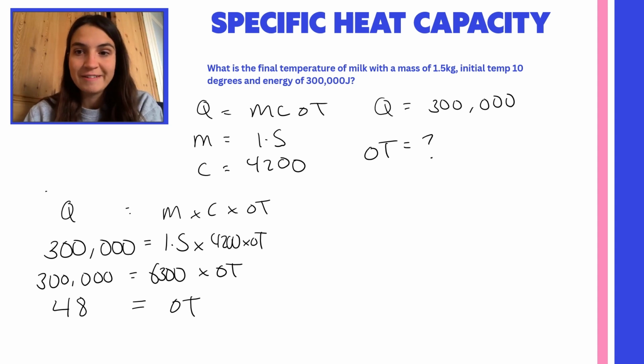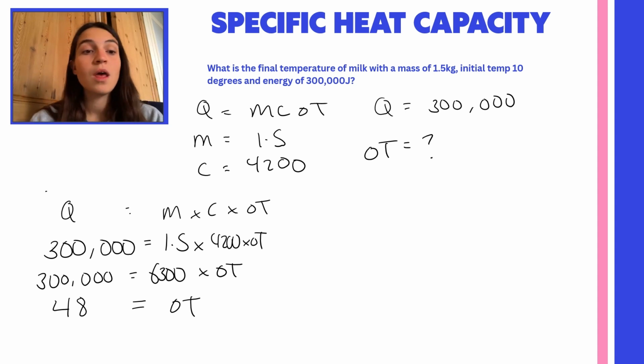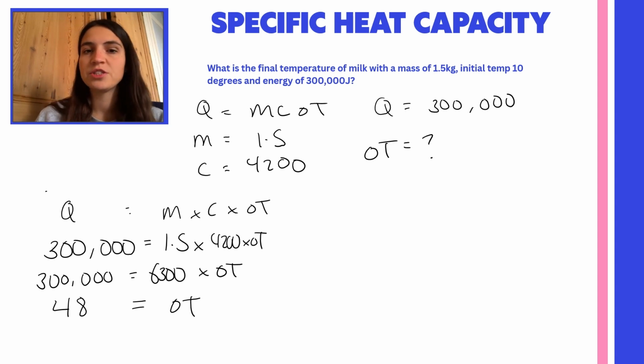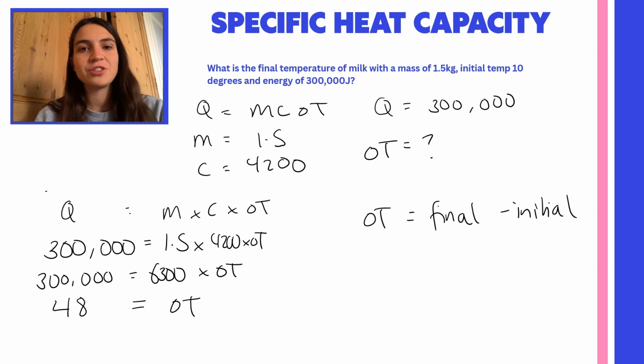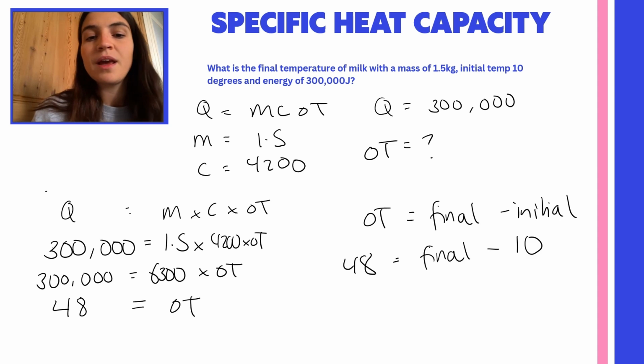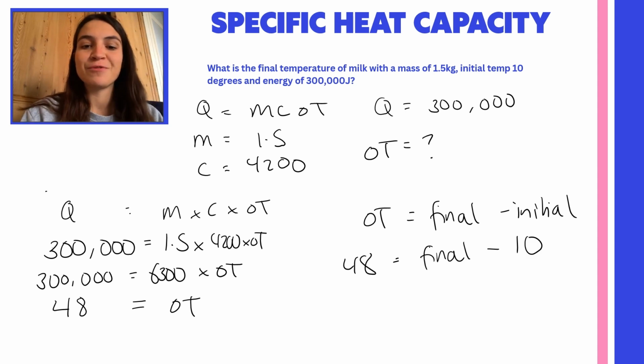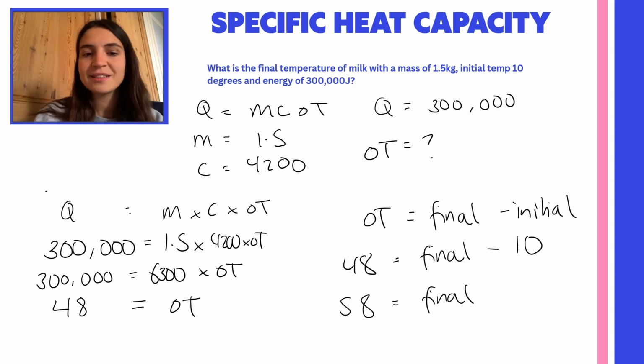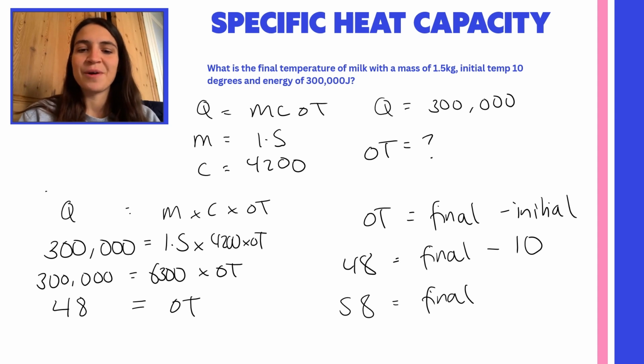my change in temperature. Now, that wasn't actually my question. My question wasn't the change in temperature, it was what's the final temperature of this milk. Remember, your change in temperature is your final temperature minus your initial temperature, and here my change in temperature 48 is the final minus, it told me in the question the initial temperature was 10 degrees. So if I add 10 to both sides, my final temperature is 58 degrees C.